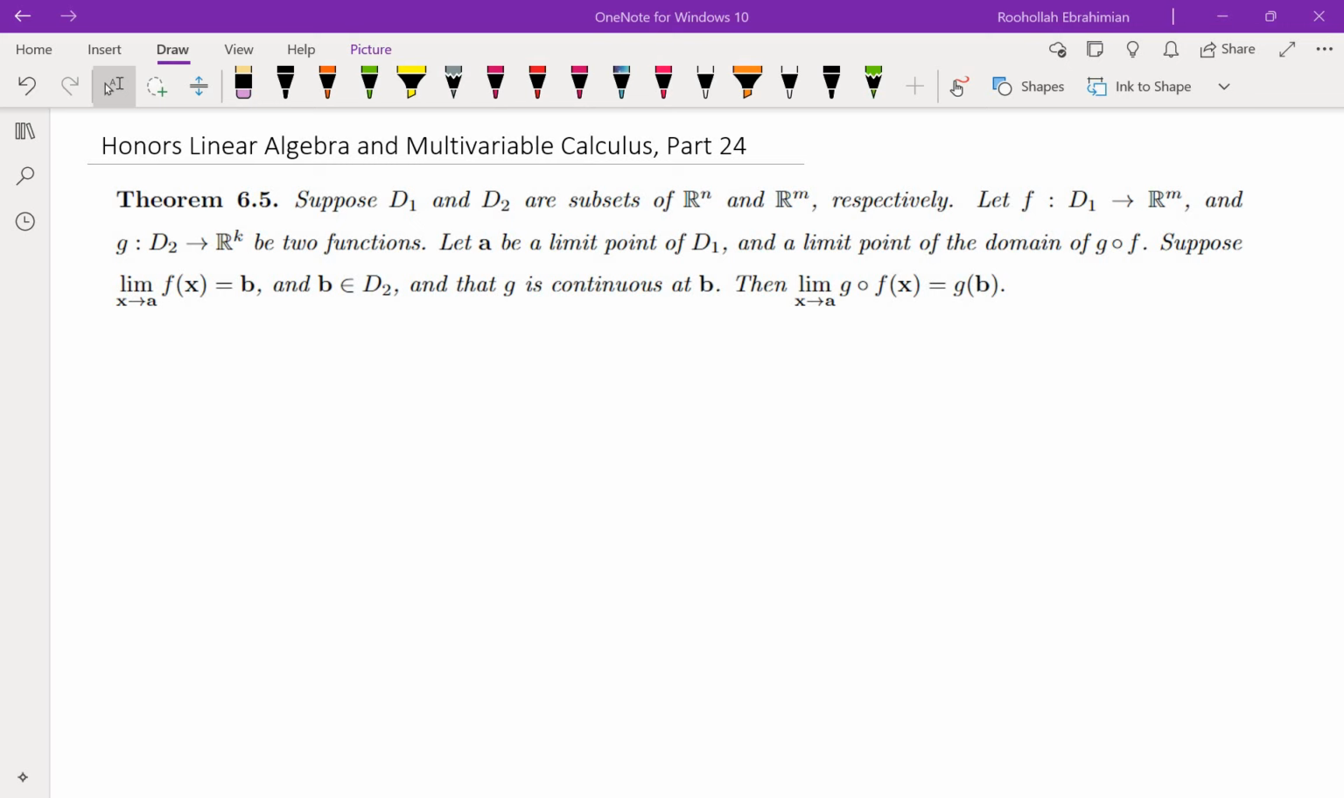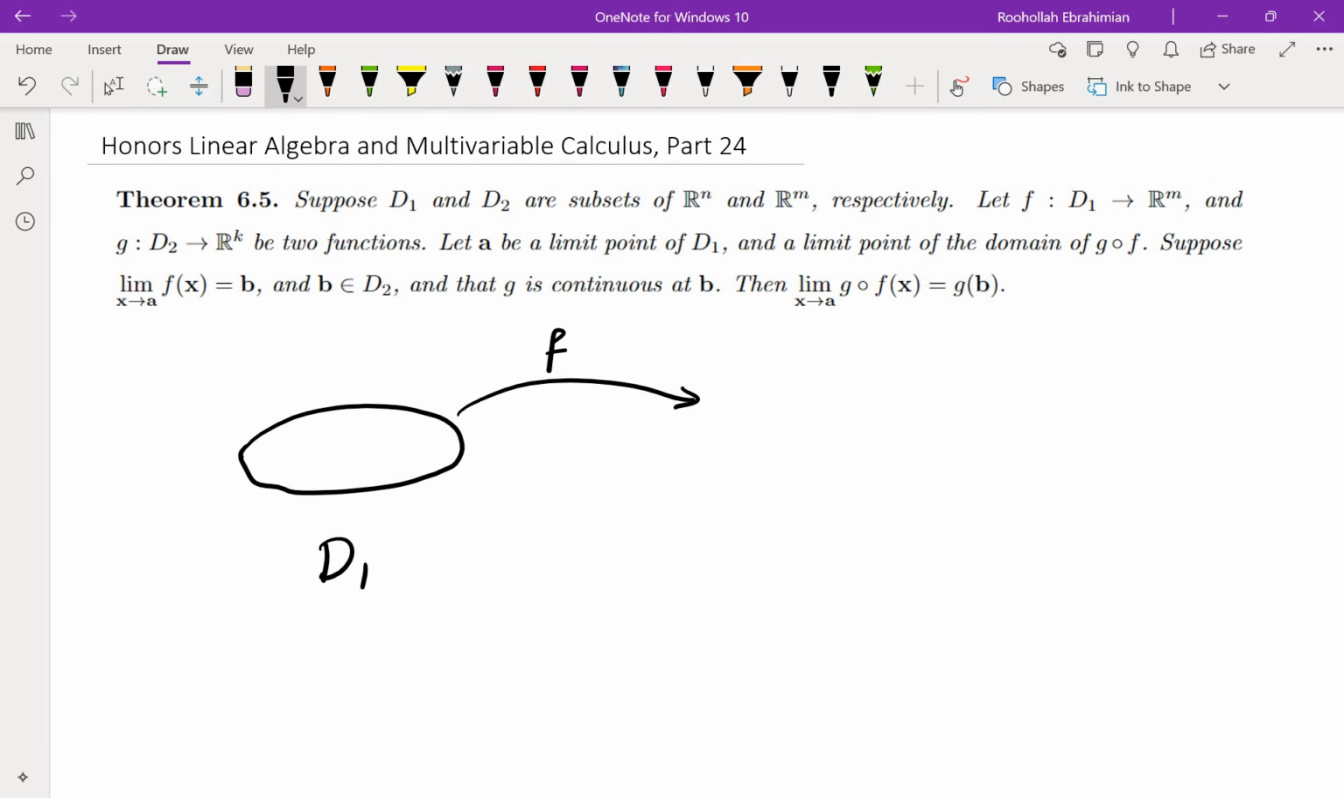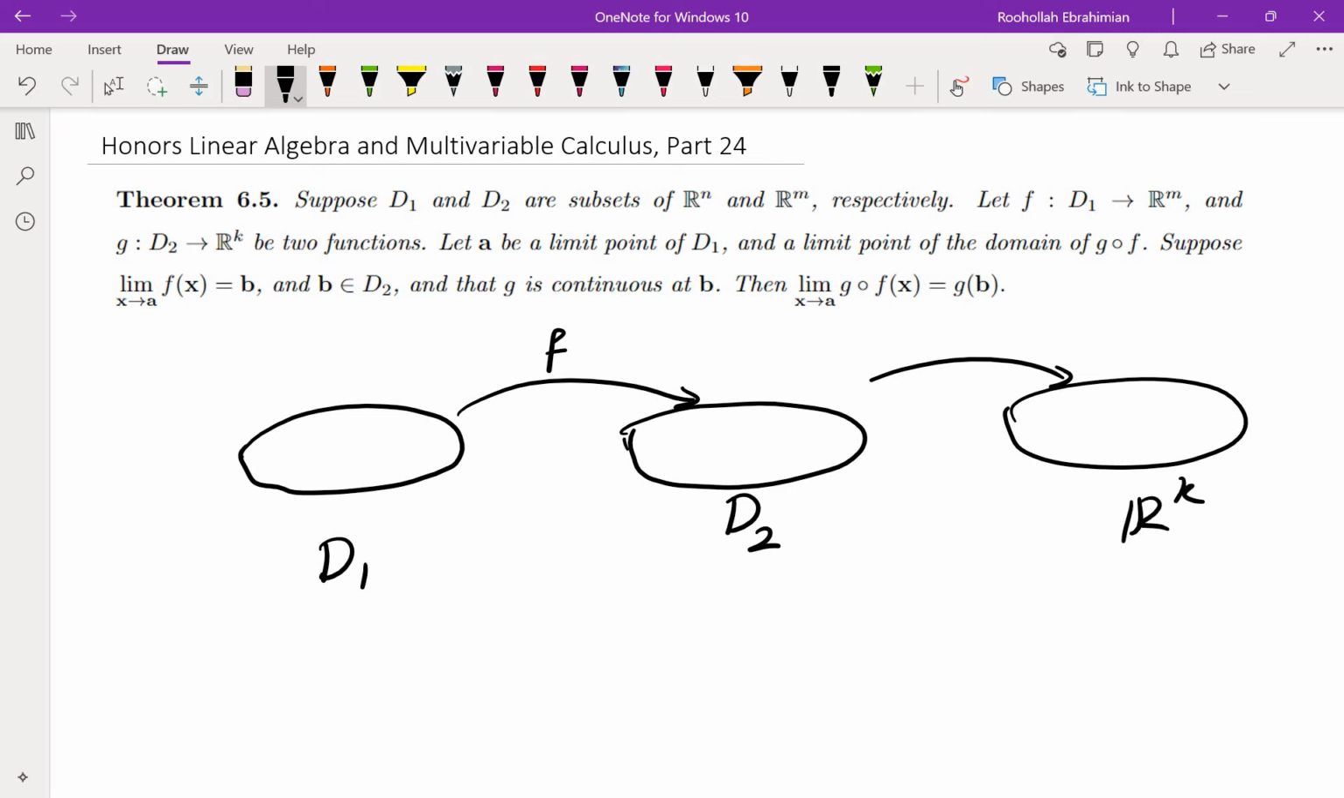of b. Okay, so let me first start with what the theorem actually says, and then we'll go over the proof. So we have a function f from D1 to Rm, and then we have a function g from D2 to Rk. Now, what does this theorem tell us? It tells us that if you take a point a that is a limit point of D1 and f of x as x approaches a approaches b, and then you take the composition of these two as x approaches a, it would approach g of b. This is assuming that g is in fact a continuous function.